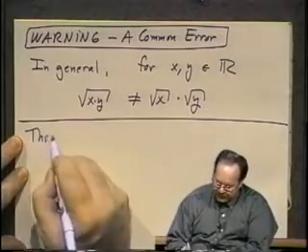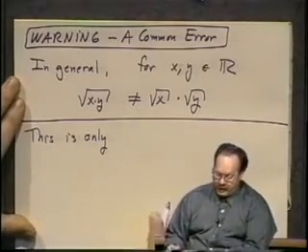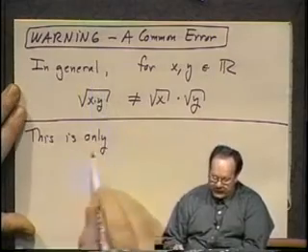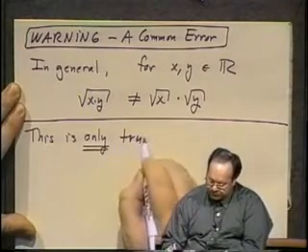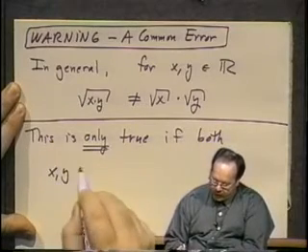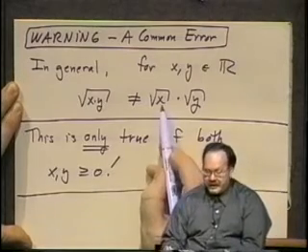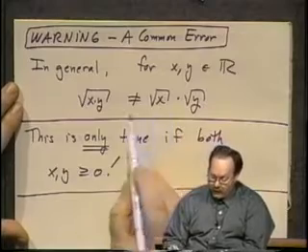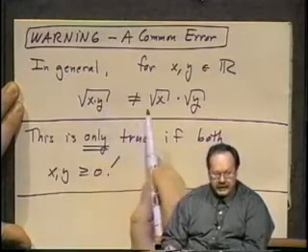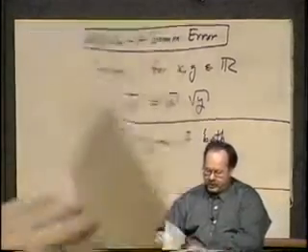Now I know you know that there are some cases where it is true, but I'm making a general remark. This is only true if both x and y are greater than or equal to 0. So both of the numbers must be either 0 or positive for you to be able to take the square root of the product and get the product of the square roots. Otherwise, it just isn't so. Just to make sure you see that that's true, let me give you a counterexample here.